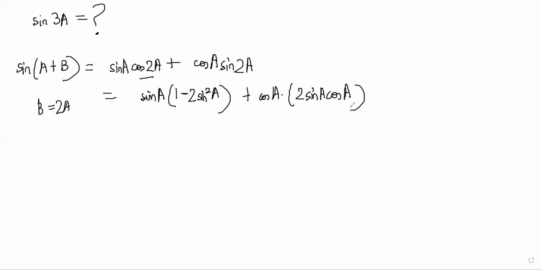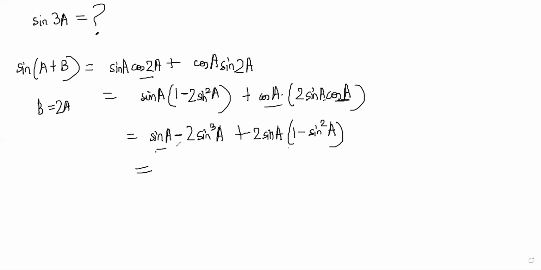Sine 2a we also just now derived. So we get sine a minus 2 sine cube a plus 2 sine a cos square a, which is 1 minus sine square a. So this becomes sine a plus 2 sine a, so 3 sine a minus 2 sine cube a minus 2 sine cube a, so minus 4 sine cube a. That is your sine 3a.